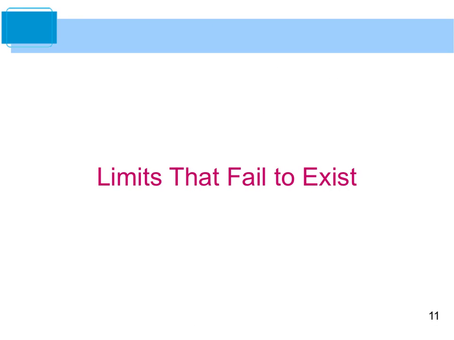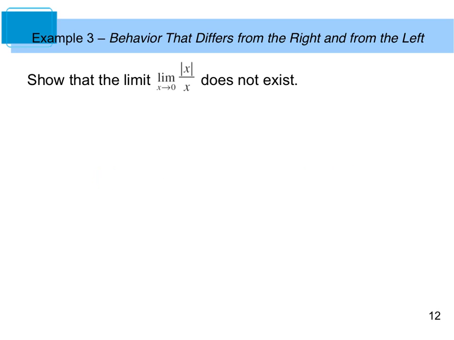So far we've looked at examples where the limit exists. However, there are times where the limit fails to exist, and there are 3 scenarios that we're going to talk about next. So here is the first one.